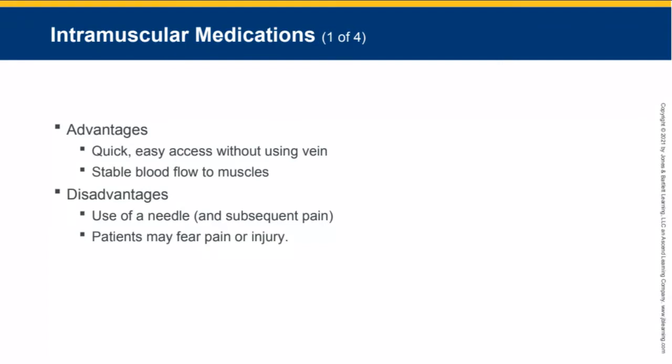Intramuscular injections. Well, the advantage is that it provides quick and easy access to the circulatory system without the need for placing a needle within the vein. The blood flow to the muscle too is relatively stable, even during circumstances of severe illness or injury. But the disadvantage, though, is that these needles, I don't know if you guys have ever seen those needles used for intramuscular injection, but they're long. And patients are normally squeamish about it, and there is subsequent pain in the area.